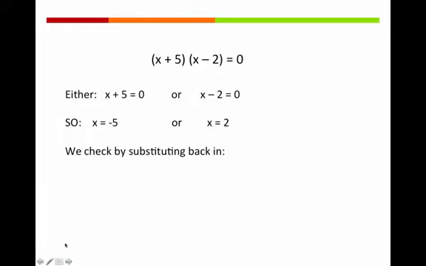Now I'm going to want to check by substituting back in. So I'm going to substitute back in my negative 5. So I have negative 5 plus 5 times negative 5 minus 2. So 0 times negative 7 does in fact equal 0. Or I can plug 2 back in. 2 plus 5 times 2 minus 2, or 7 times 0 does in fact equal 0.